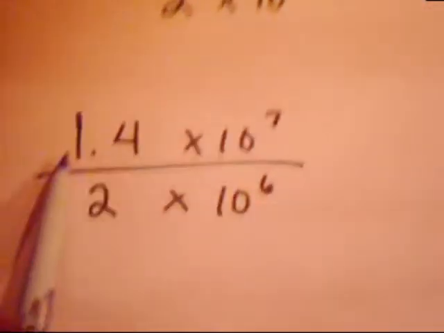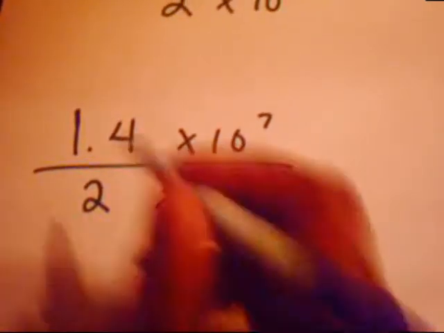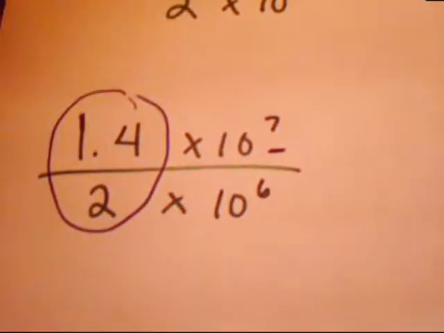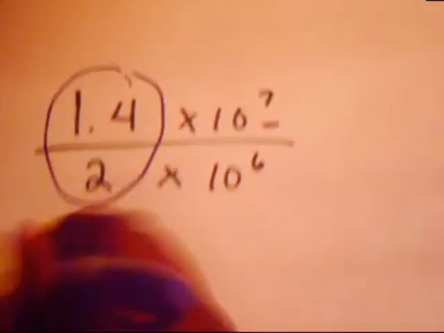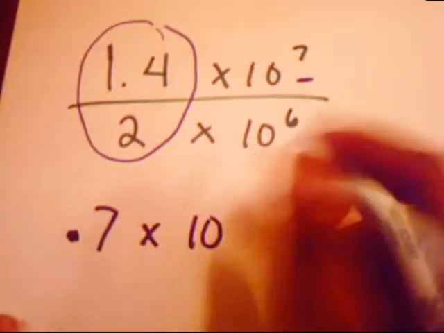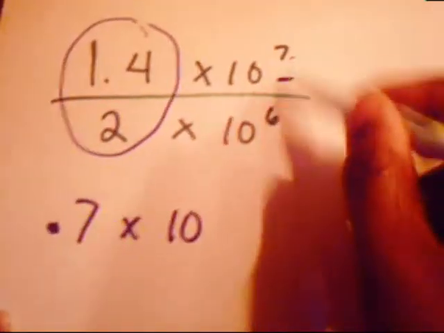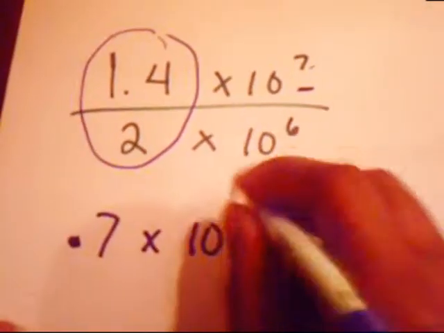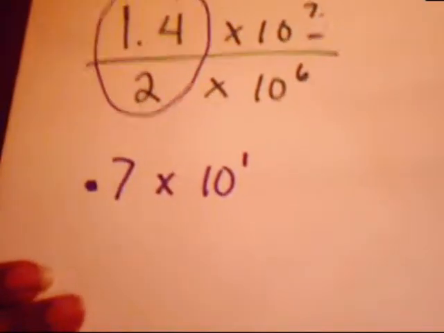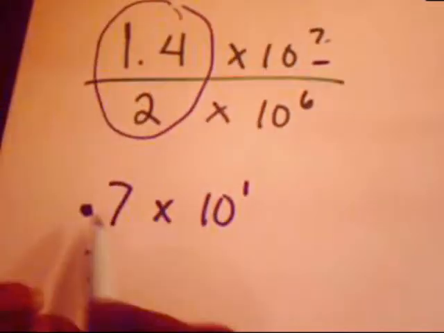Here's another one. 1.4 times 10 to the 7th divided by 2 times 10 to the 6th. We're going to divide these and subtract these. 1.4 divided by 2 will give me 0.7. And 10 to the 7th divided by 10 to the 6th, I'm going to subtract the two exponents to get 10 to the 1st. Is this in scientific notation? It is not.